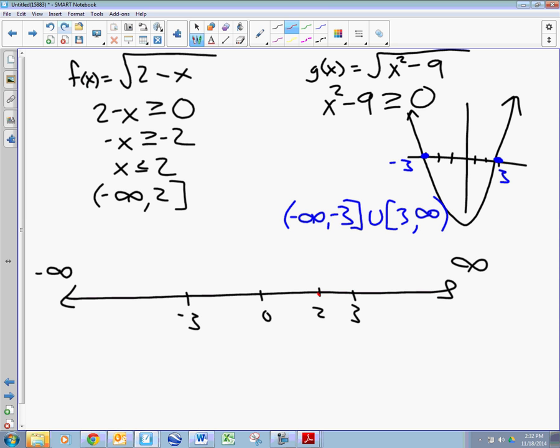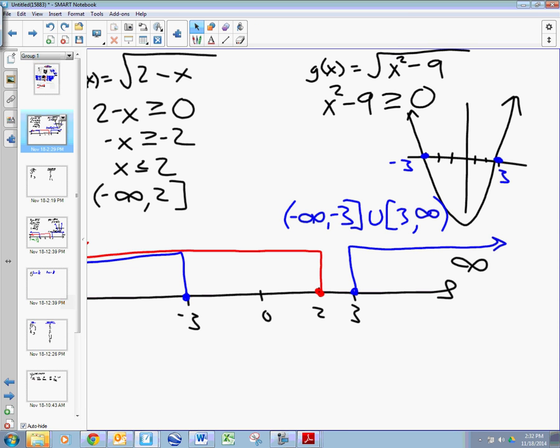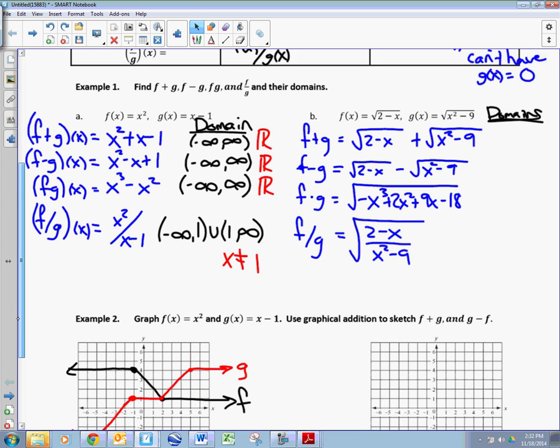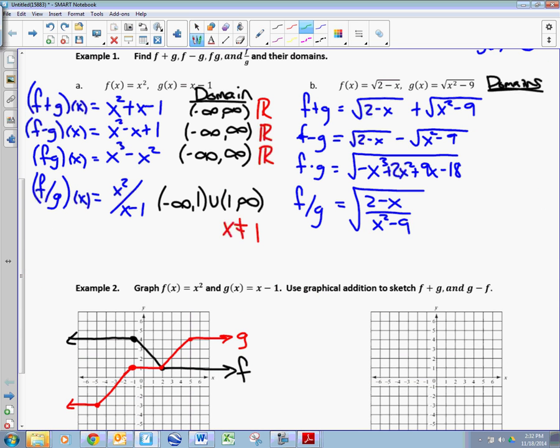Negative infinity to 2 is like this. Negative infinity to negative 3 is like that, and then 3 to infinity is like that. So you tell me, is there overlap right here? Here? Here? Here? Yeah, so this is the region where it overlaps. So therefore, your domain is going to be from negative infinity to negative 3. So I could go back to my original problem, and I state the domain. The domain was a little bit of work here, but it's going to be from negative infinity to negative 3. And it'll be that same one all the way down.